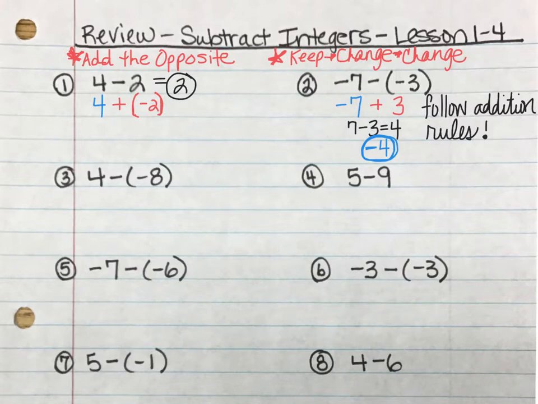Now let's try question number 3. 4 minus negative 8. So we are going to keep the first number. We're going to change the subtraction sign into an addition sign. And we're going to change the negative 8 into its opposite, which is positive 8. Now take a look at this question. I only have positive numbers left. So now this becomes first grade math. 4 plus 8 is 12.